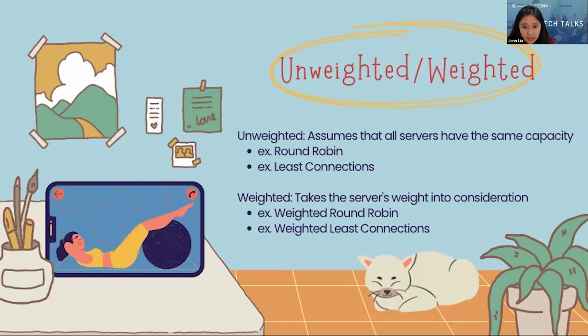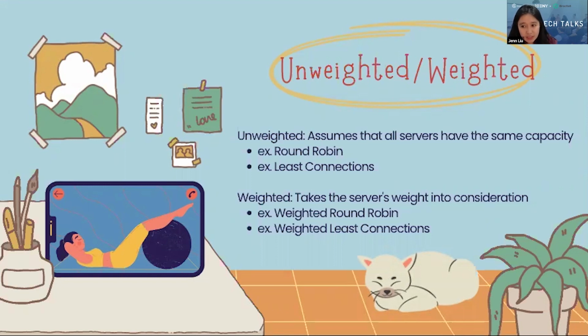On the other hand, weighted is when we do take those servers' weight into consideration. How this works is basically you're given a predefined weight value to each server. This allows allocation of more traffic to servers with higher processing power. So examples of these would be a weighted round robin and weighted least connections. So how a weighted round robin works is basically, let's say server A has a weight of 2 and server B has a weight of 1. Therefore, server A receives 2 times the requests of server B.